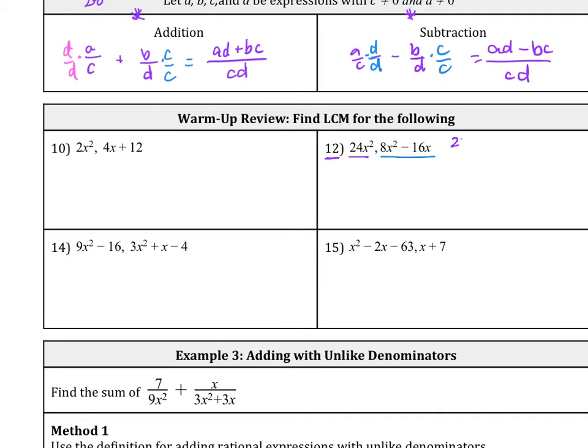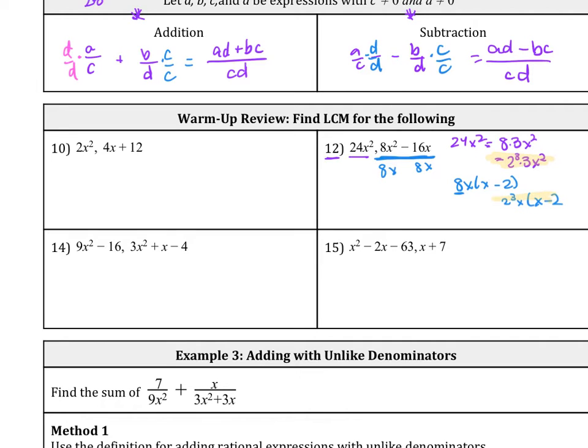First, let's factor each one. 24x squared is 8 times 3 times x squared, and 8 I know is 2 cubed, so 2 cubed times 3 times x squared. For 8x squared minus 16x, let's factor out an 8x from both first. That becomes 8x times x minus 2. The 8 is also 2 cubed, so that's 2 cubed times x times x minus 2. Now we're taking a look at these two.